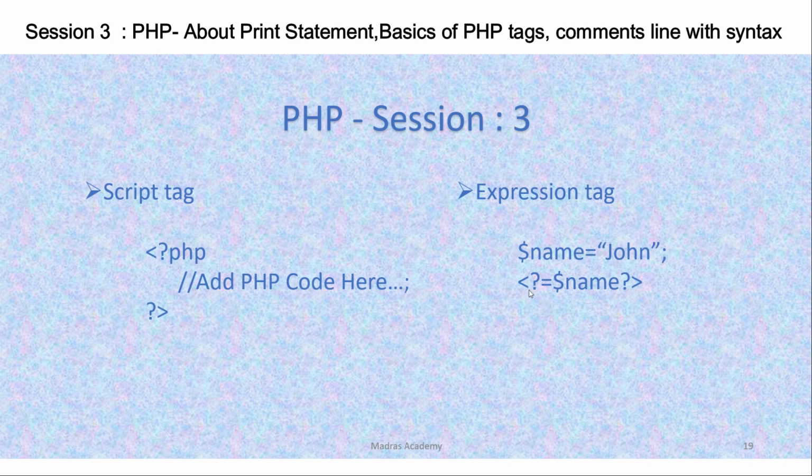So how do I write it? Angle bracket, question mark, equal to. Here I have not written PHP. Equal to $name, and then question mark, angle bracket close. Like this way we have to write it. So without the echo or print method, we can print the variable value this way also. And we'll see how to use this script tag and the expression tag in our PHP file.